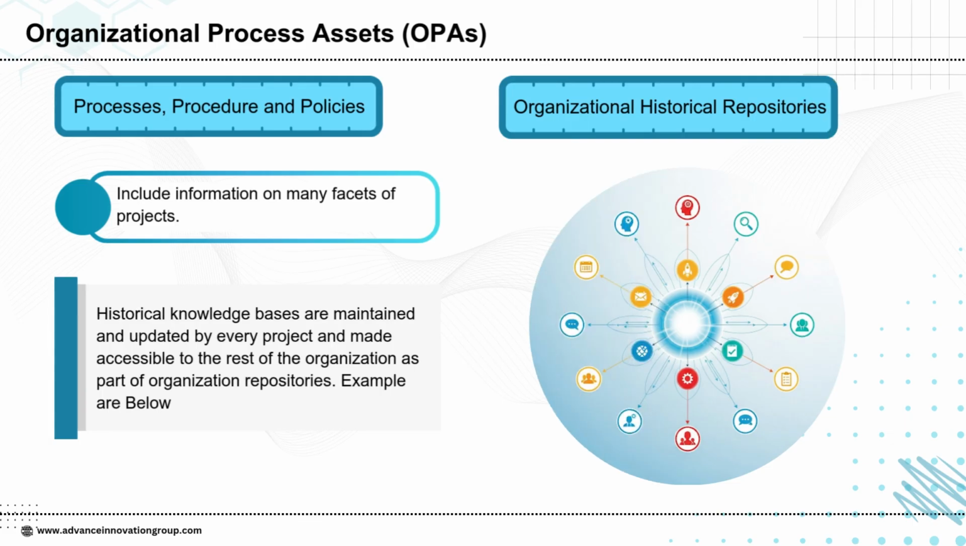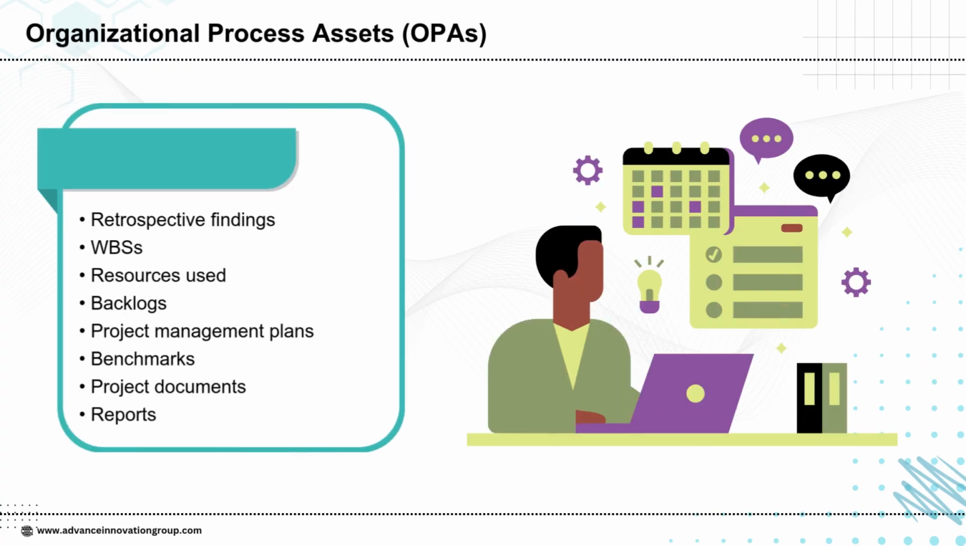Organizational process assets (OPAs) guide project management through processes, procedures, and policies, along with organizational historical repositories. Processes and policies provide standards for project execution, while historical repositories capture lessons learned and best practices. These knowledge bases are updated by each project and shared across the organization, helping improve efficiency, consistency, and future project success.